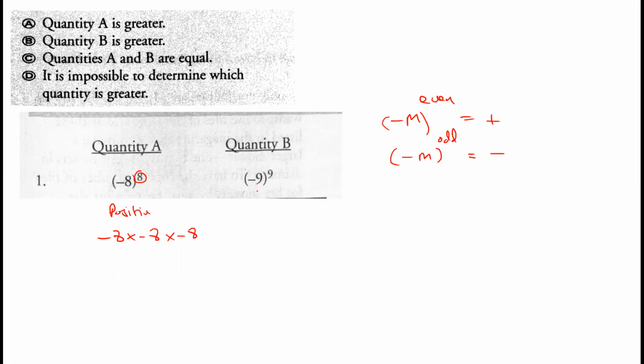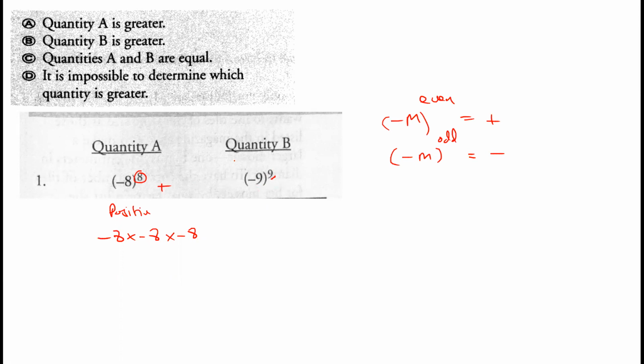So quantity A is minus 8 raised to power 8. Because it's raised to an even power, whatever the number is, it would be a positive number. So minus 8 into minus 8 is a positive number. But if we multiply it by minus 8, it would be a negative number. So whenever we have a negative number raised to an even power, we will get a positive number. And when we have a negative number raised to an odd power, we will get a negative number. So minus 9 raised to power 9 would be a negative number because of being raised to power 9.